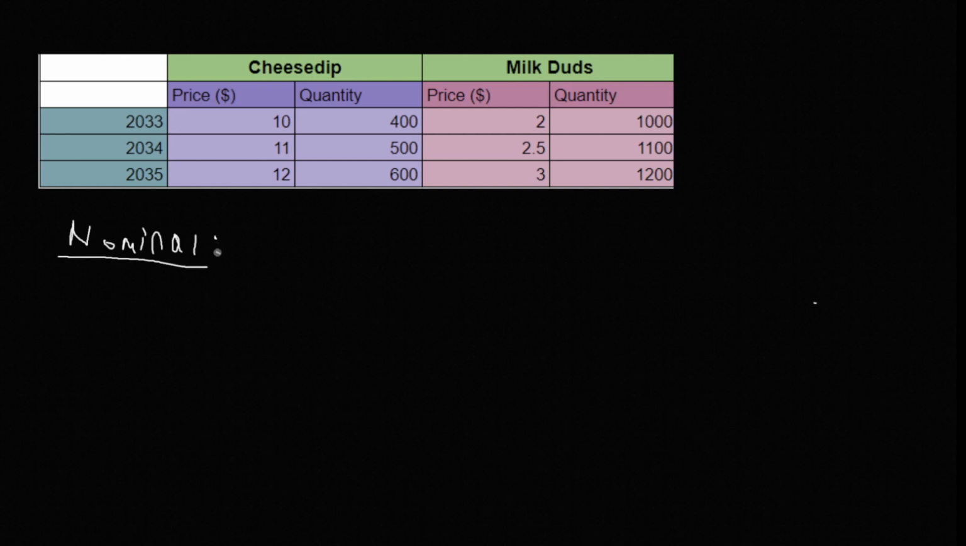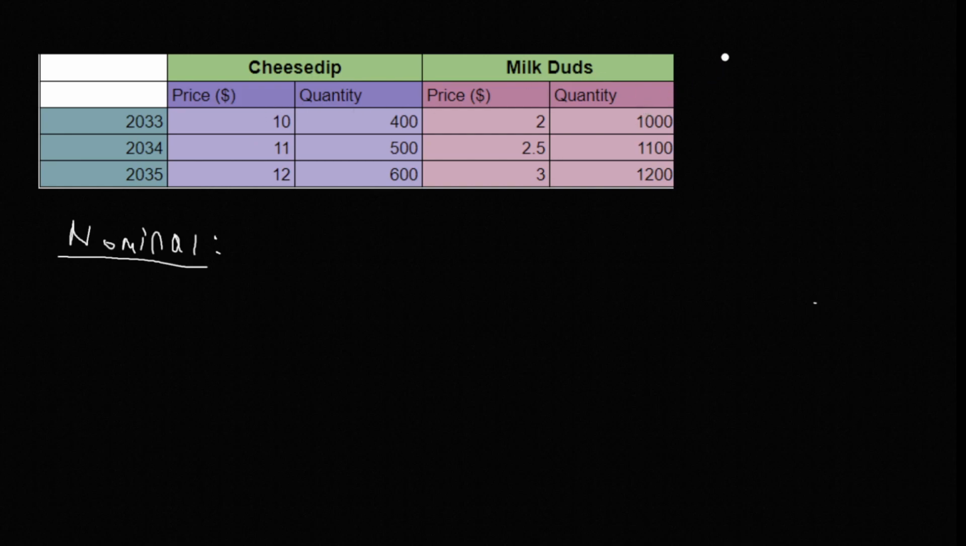Nominal GDP. Whenever you hear the word real GDP, or real anything in economics, it's usually correcting for something. So real income or real GDP or real CPI, things like that. But nominal GDP is just the mathematical GDP for that year, and we don't have any information about the rest of the economy.